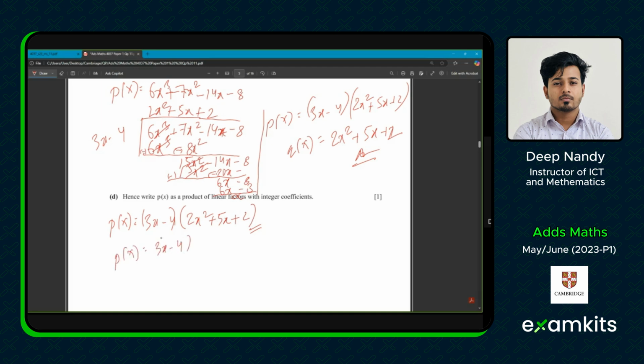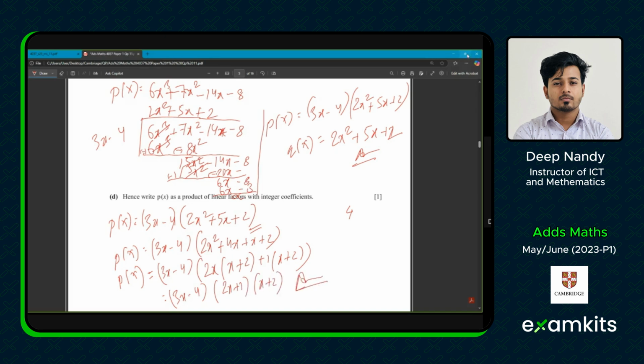So 3x minus 4. We are going to do middle term breaking on the quadratic. We need to break this into factors, so 2x squared plus 4x plus x plus 2. P of x equals 3x minus 4. If we take common here, it's 2x, (x plus 2), plus 1, (x plus 2). Okay. So the answer is (3x minus 4)(2x plus 1)(x plus 2). Here are our factors with integer coefficients.